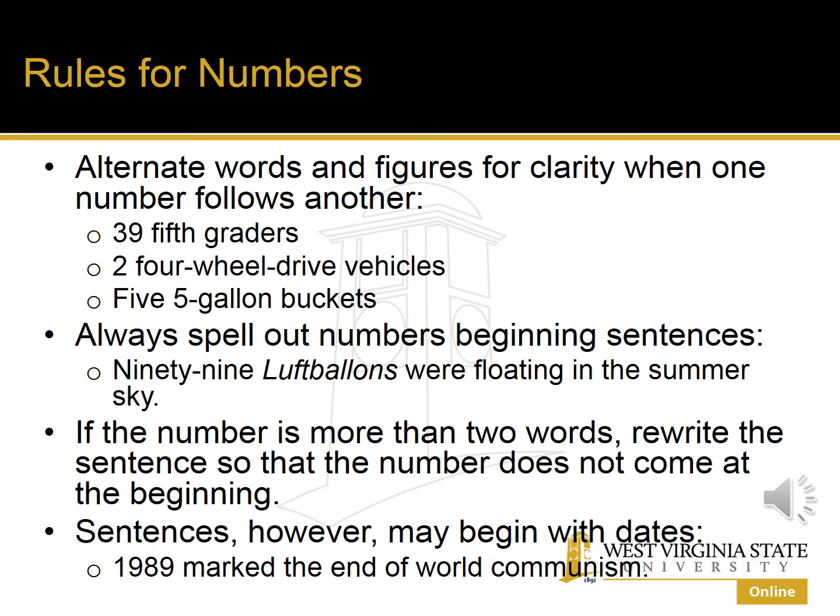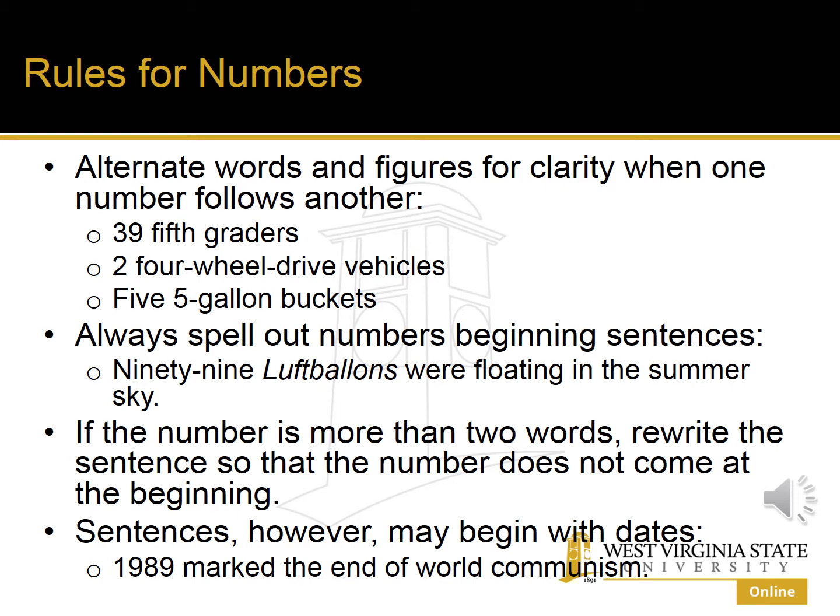An interesting rule for numbers occurs when we have more than one number in a sentence. So for clarity, we should alternate words and figures when one number follows another. For example, 39 fifth graders. 39 normally would be written out because it's only 2 words, but fifth is already another number, so 39 fifth graders would make more sense so that we see the clarity between the 39 and the fifth.